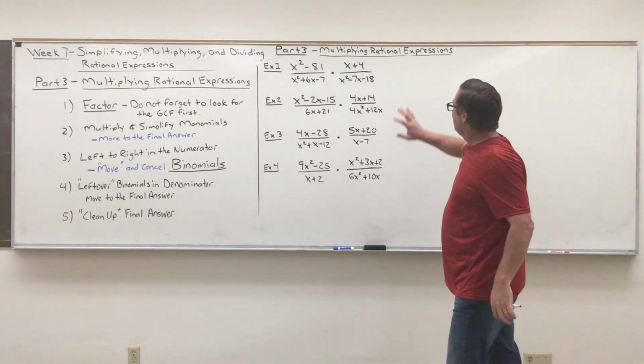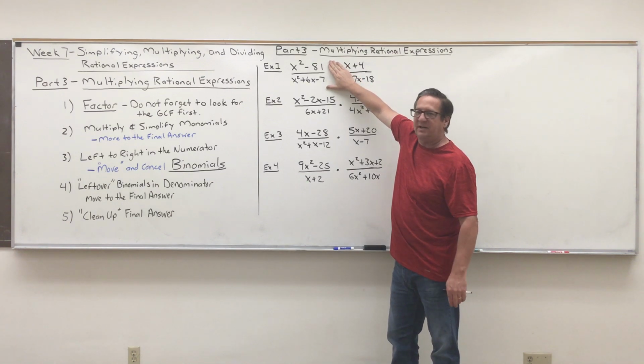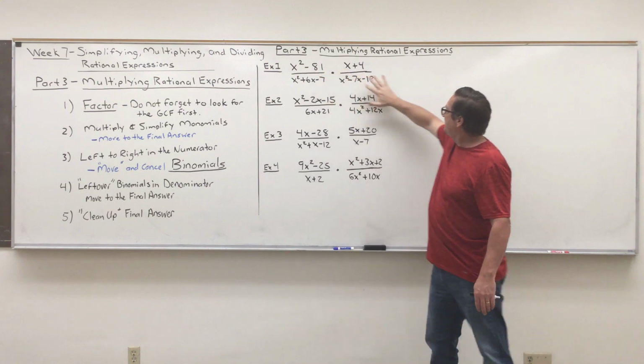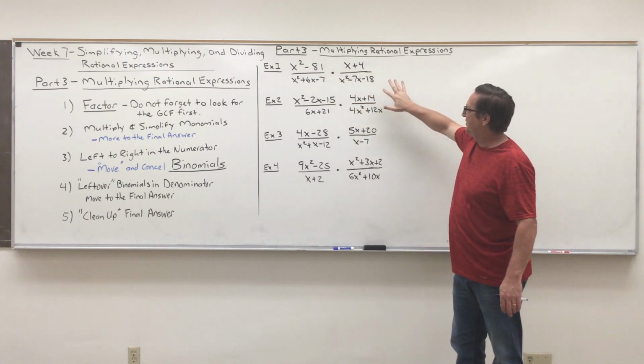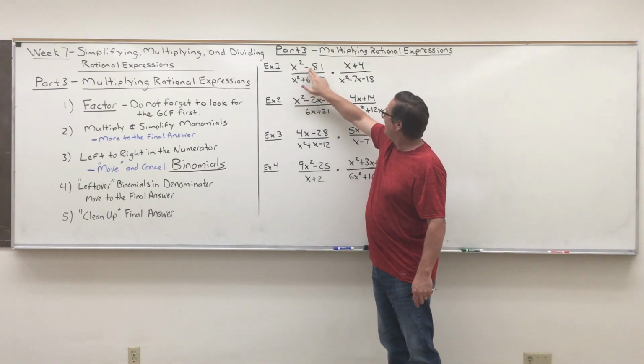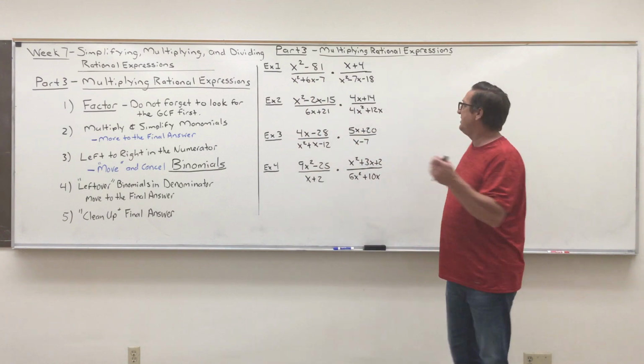So, let's look at example 1. This is where we were a couple days ago, where we were just simplifying a fraction. So, look at this right here. I have 4 parts, okay? There are 4 separate problems. I'm going to factor x squared minus 81. No GCF, it's a binomial.